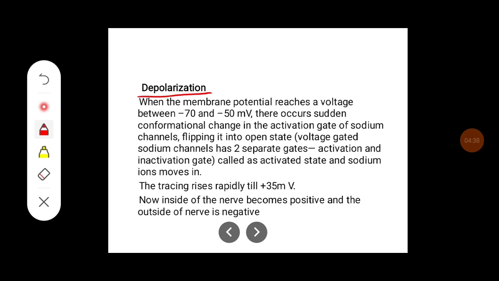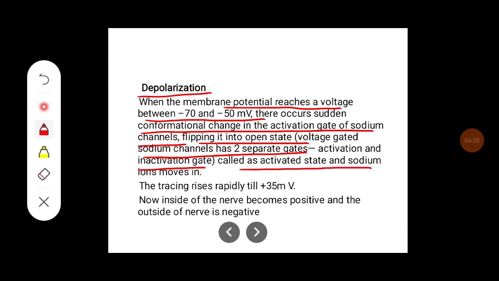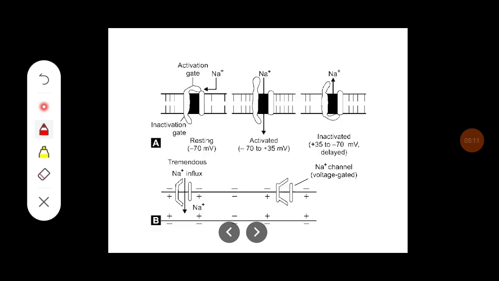Depolarization: when the membrane potential reaches a voltage between minus 70 and minus 50, there occurs a sudden conformational change in the activation gate of sodium channels, flipping into the open state. These are voltage gated sodium channels and have 2 separate gates, the activation and inactivation gate. In the activated state, sodium ions are going to move in. The tracing rises rapidly till plus 35 millivolts. Now the inside of the nerve cell becomes positive and outside the nerve it is negative.